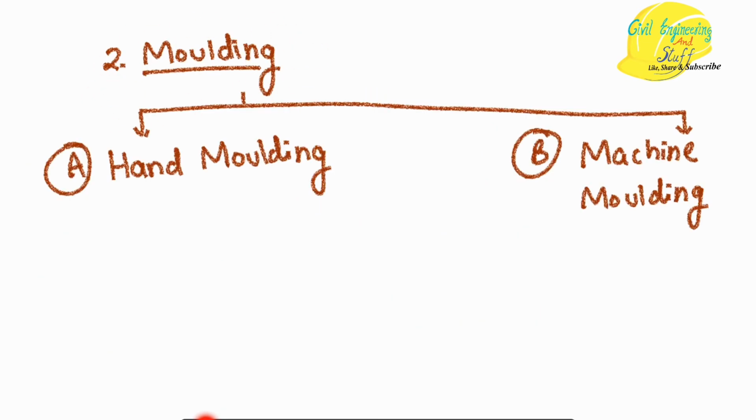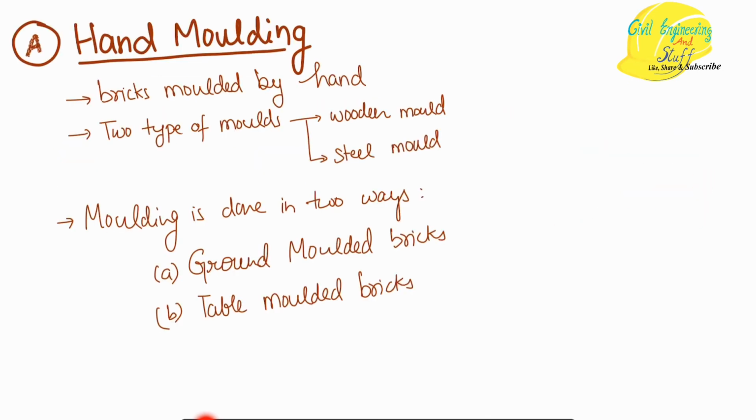That is, now the clay material will be molded into the shape of the conventional brick as we know it, right? Now this molding is done in two ways. The first is hand molding, and the second is machine molding. So let's first of all discuss the hand molding process. In the hand molding process, as the name suggests, the molding is done by hand, and the mold can be a wooden mold or a steel mold depending upon the facility available.